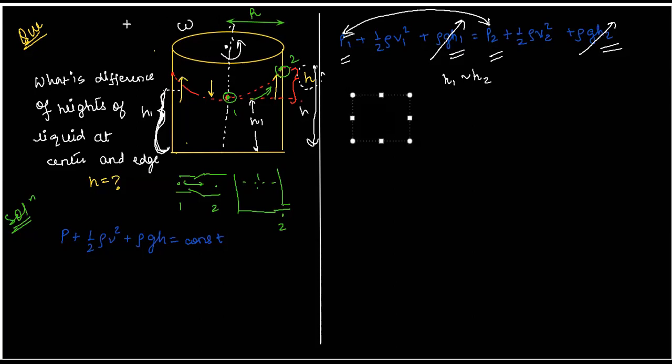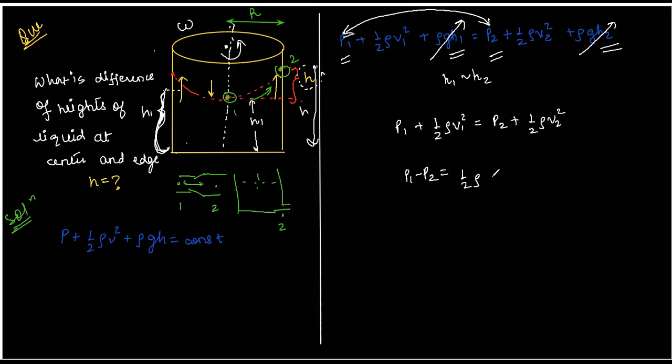Okay, now let's take this up. So we have H1 is equal to H2. Now I'll write this equation as P1 plus half rho V1 square is equal to P2 plus half rho V2 square, right? Now I can write the value of P1 minus P2 is equal to half of rho times V2 square minus V1 square. Am I correct? Are we correct, Atul? Yes, sir.